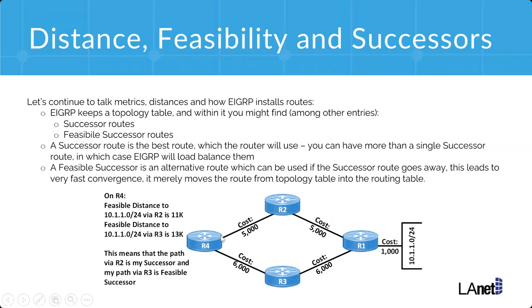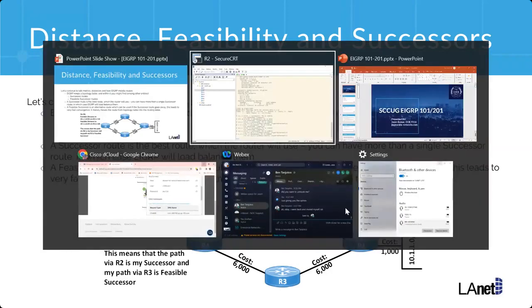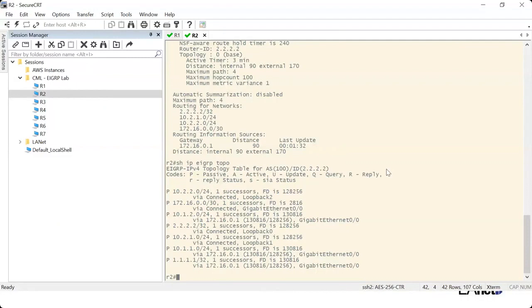And this path through R3 is my feasible successor, which means if I lost that prefix 10.1.1.0 via R2, I don't have to do anything to reconverge my routing table. I take it directly from the topology table and install it. Make sense? We can kind of see this. I don't have any redundancy really built up in here.